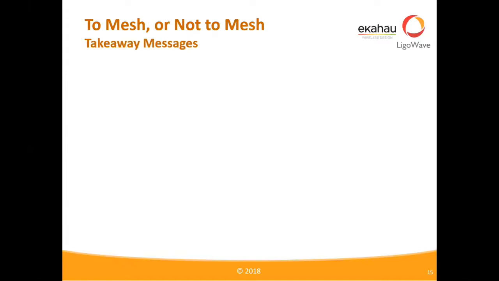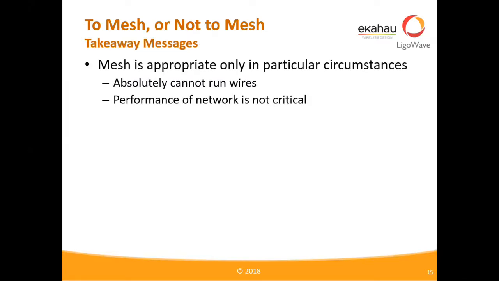So let me give you some takeaway messages. Mesh is only appropriate in very particular circumstances. You only do it when you absolutely cannot run wires. It should really be kind of your last choice of things to do. So I absolutely can't run a wire. And secondly, it has to be in an environment where the performance of your network just isn't critical. I'm not going to have 100 people trying to stream 4K video over that mesh link, because I guarantee it won't work. But if it's an area where I don't have a lot of people and I don't really need a lot of bandwidth, mesh can work fine for that.